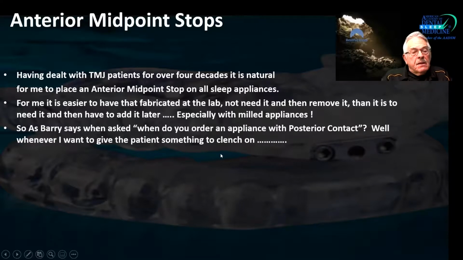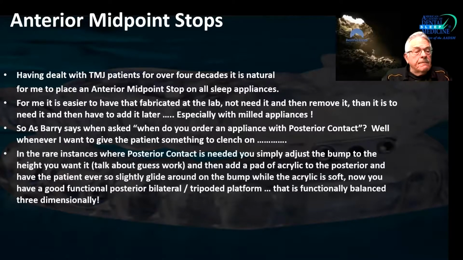So as Barry Glassman, I'm kind of paraphrasing this, so these aren't exactly his words. I recall him saying something like this. When he was asked, when do you order an appliance with posterior contact? And he says, well, whenever I want to give the patient something to clench on. And, well, you know, why would you do that? Okay. So in the rare instances for me where posterior contact is needed, which is typically for me not with a muscle problem, okay?